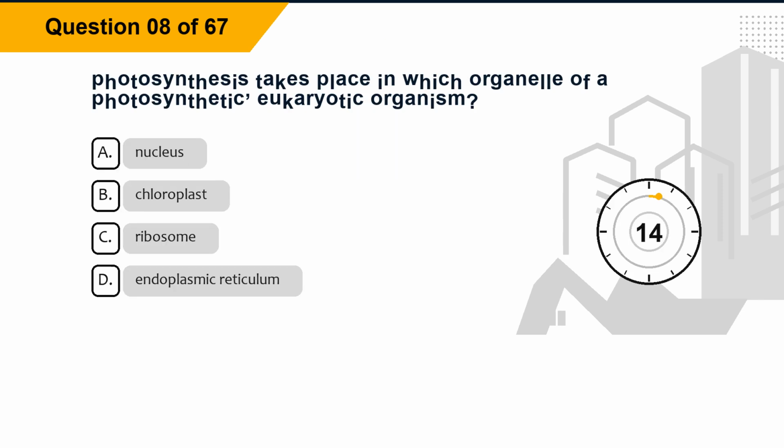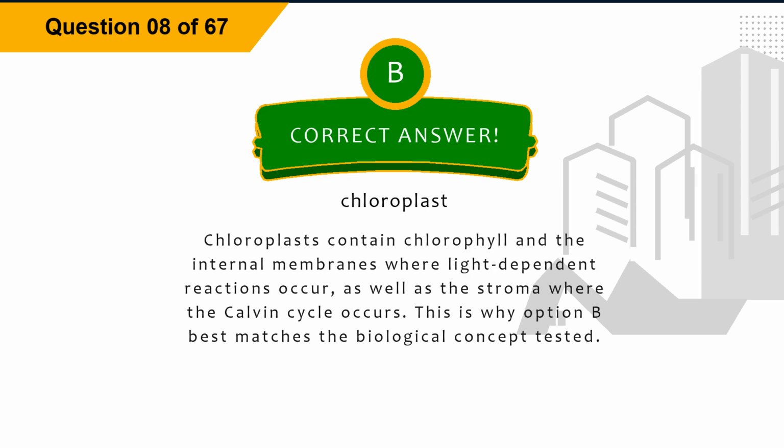Question 8. Photosynthesis takes place in which organelle of a photosynthetic, eukaryotic organism? Option A, nucleus. Option B, chloroplast. Option C, ribosome. Option D, endoplasmic reticulum. The correct answer is option B, chloroplast. Explanation. Chloroplasts contain chlorophyll and the internal membranes where light-dependent reactions occur, as well as the stroma where the Calvin cycle occurs. This is why option B best matches the biological concept tested.